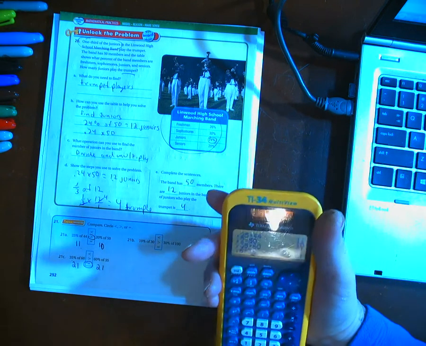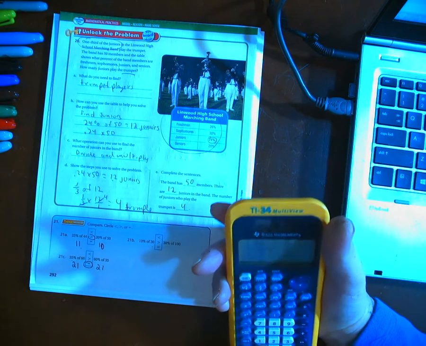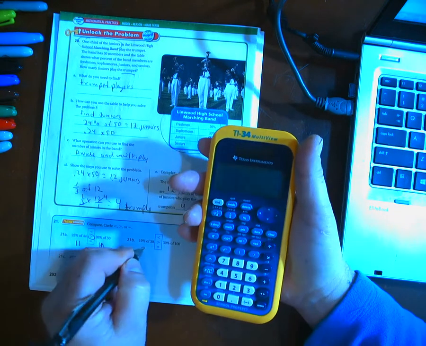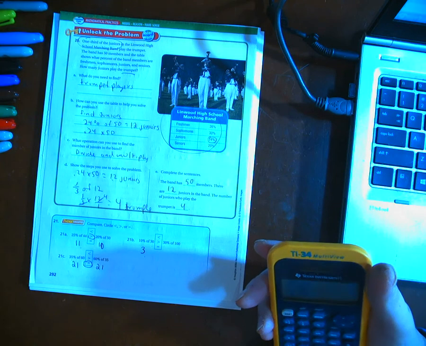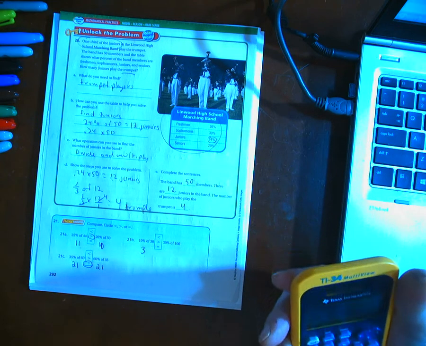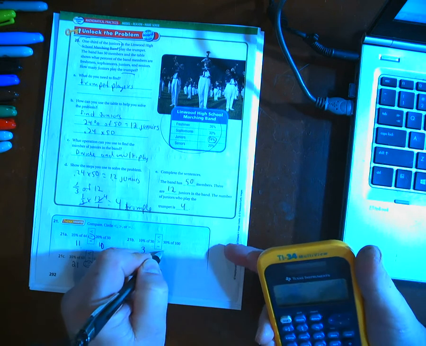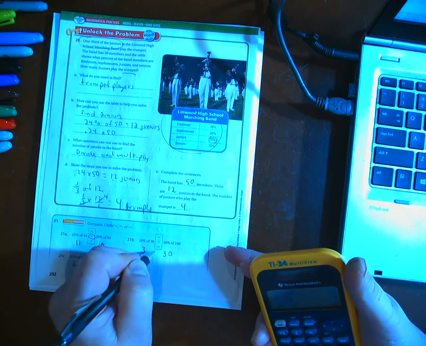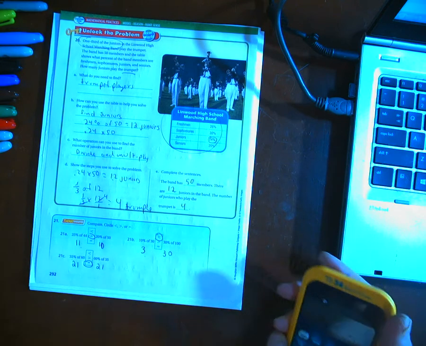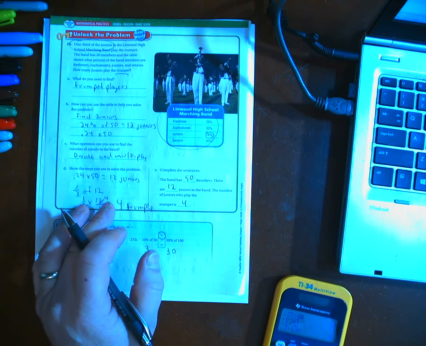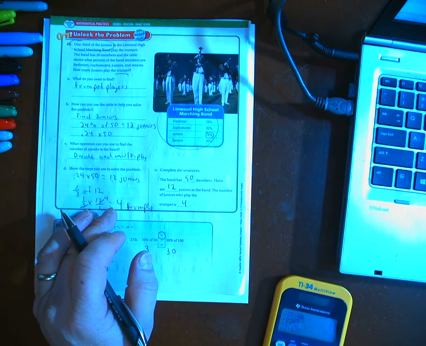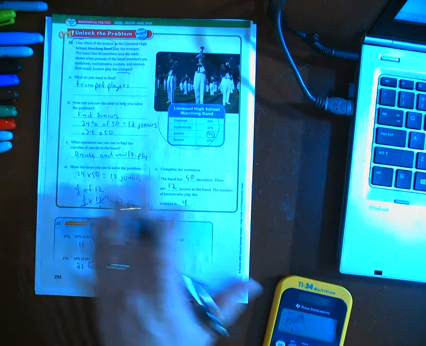10% of 30, 0.1 times 30 is 3. So 10% of 30 is 3. 0.3 times 100, 30% of 100 is 30. So this is less than that. Okay, now take your time going through this. Look at the questions yourself and try to answer them all.